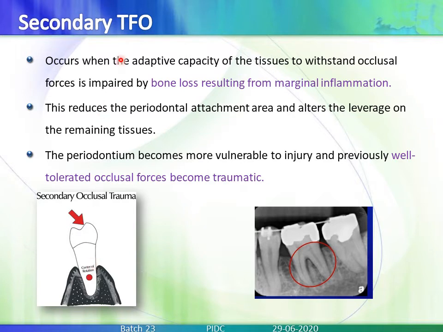have. So coming on to secondary trauma from occlusion, it occurs when the adaptive capacity of the tissue to withstand the occlusal force is impaired from the bone loss resulting from the marginal inflammation. So because of marginal inflammation, there is already some amount of bone loss which has occurred. So on this, if there is going to be occlusal trauma, then it would result in a term called secondary trauma from occlusion. This reduces the periodontal attachment area and alters the leverage on the remaining tissues. The periodontium becomes more vulnerable to injury, and previously well tolerated occlusal forces also could become traumatic.